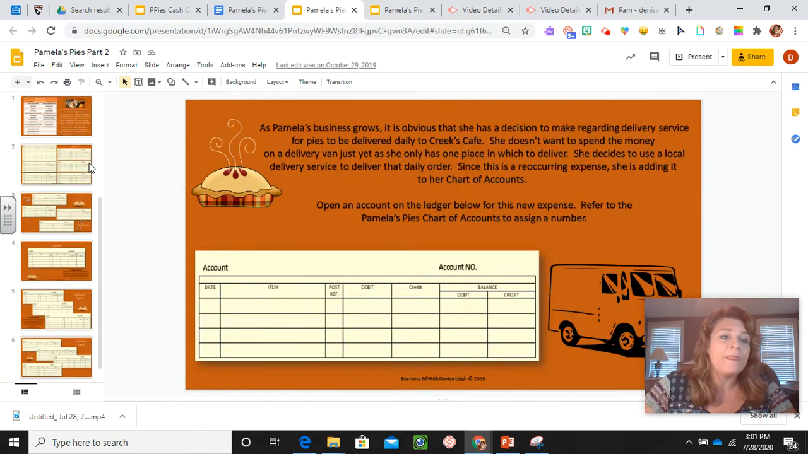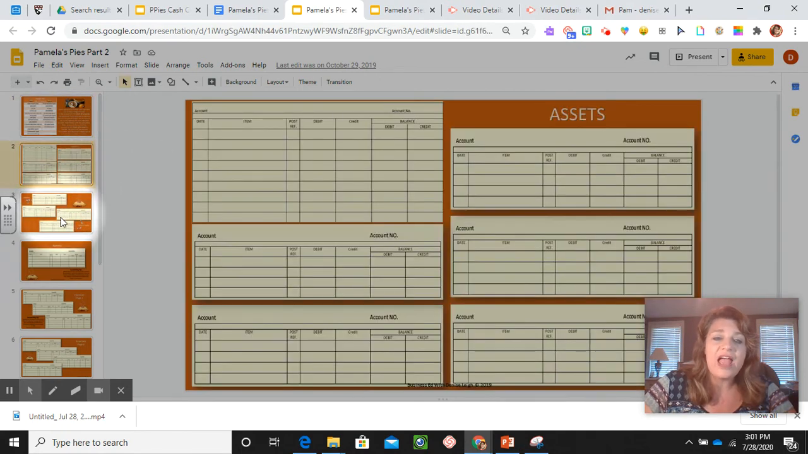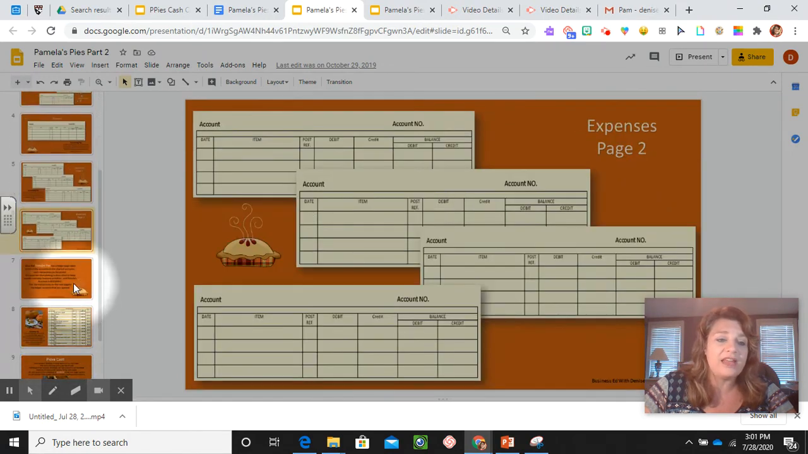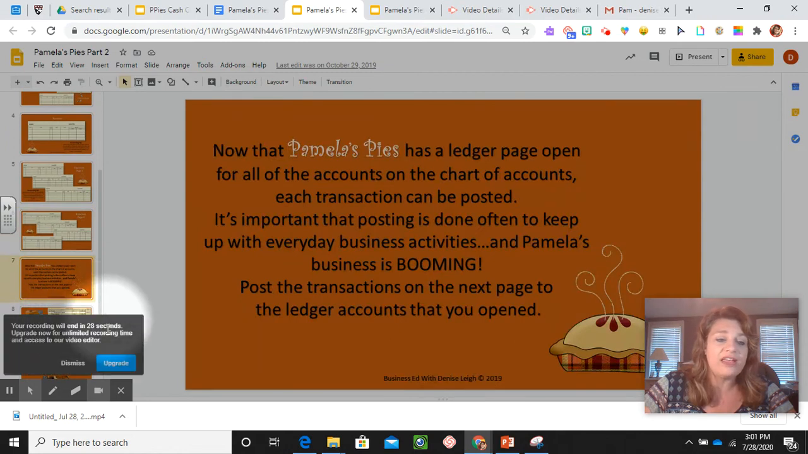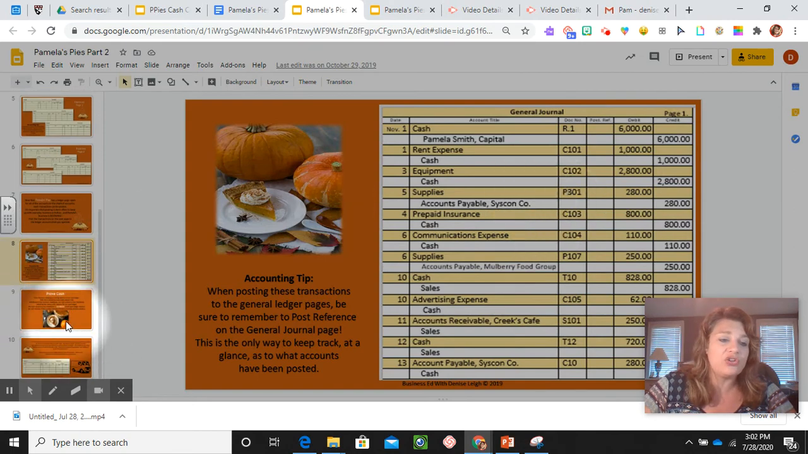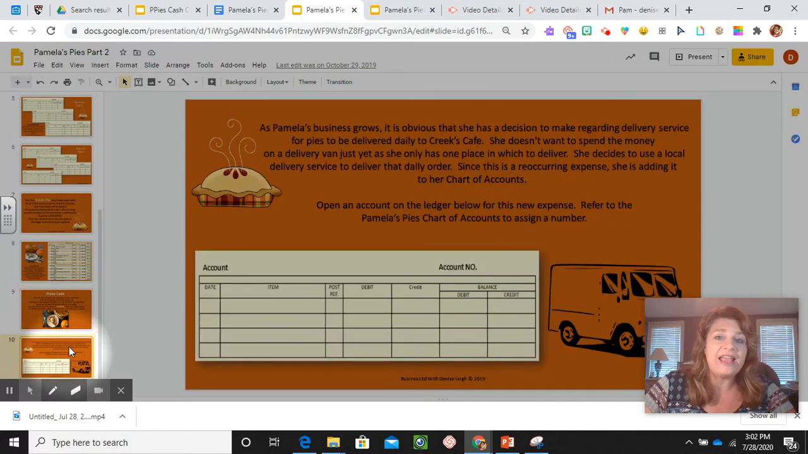Part 2 starts out with that chart of accounts so that you can, of course, go into this chart of accounts and go over with your students the correct answers. And then there are the general ledgers that the students open. After they open each of the general ledgers, they are given this journal that they then post from the journal to the ledgers, and then they prove cash, and cash is done there for them.